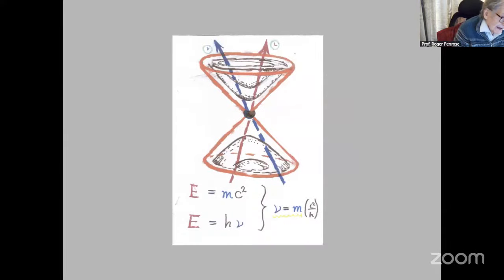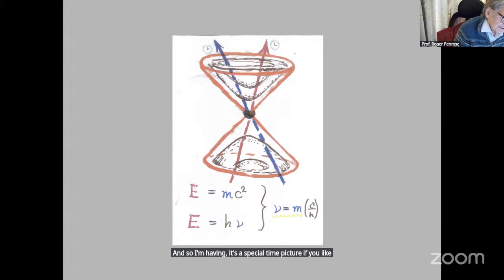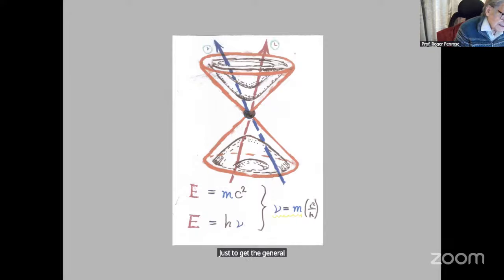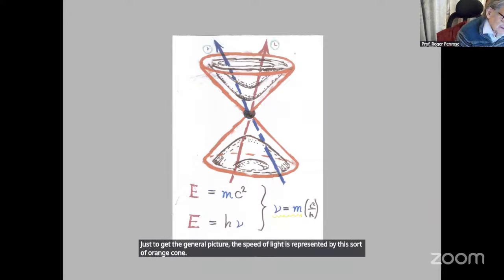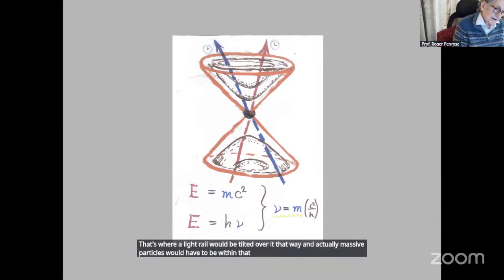Now, here I have a picture of the light cone. The metric has 10 components. The 9 independent ratios of those 10 components give you what the speed of light looks like. And so it's a space-time picture, if you like, with the speed of light represented at right angles to the vertical. And so you see the light cone drawn sort of that way. You don't have to draw it that way, but just to get the general picture. The speed of light is represented by this sort of orange cone. That's where a light ray would be tilted over that way. And actually massive particles would have to be within that cone, that goes less than the speed of light.